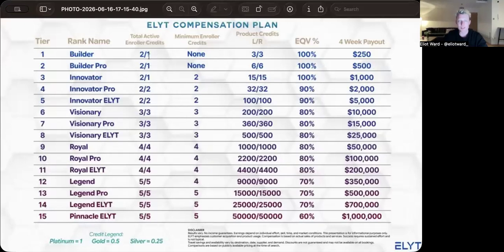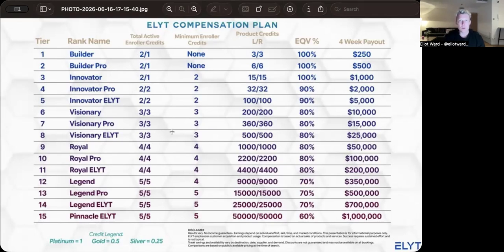So you can really see down here the two and one, all the way to tier three. You can have just two active personal enroll credits in your left team or your right team, and then one on the other side. And you're qualifying then for a total of the product credits. So you can have 15 and 15, and the majority of that can be from a reflection of indirectly referred customer credits, product credits to ELYT. Super, super powerful.